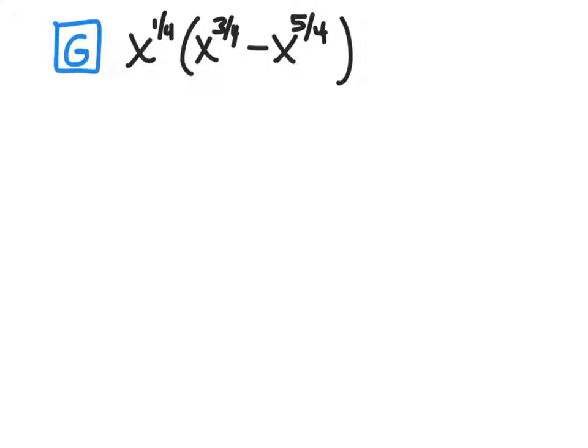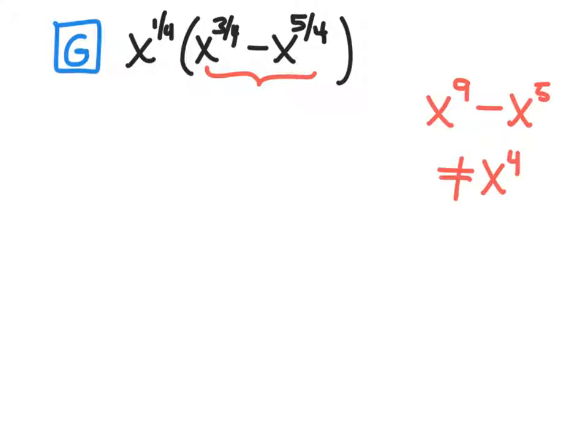A few more here. A very common thing on this problem was to want to use some sort of exponent rule to combine these, and that exponent rule actually doesn't exist. You can think of this, say I had x to the 9th minus x to the 5th. This is not equal to x to the 4th. These terms here can just not be combined. They're not like terms. So the only way to simplify this expression is to distribute this into both pieces.